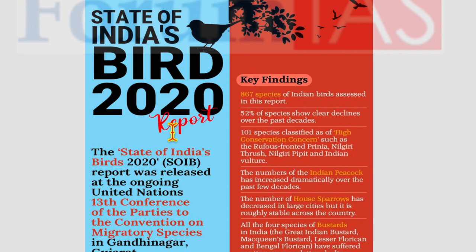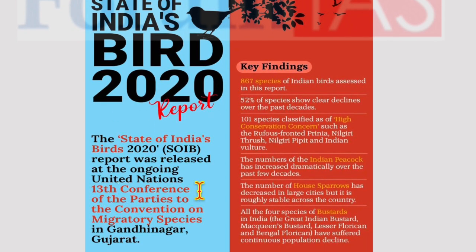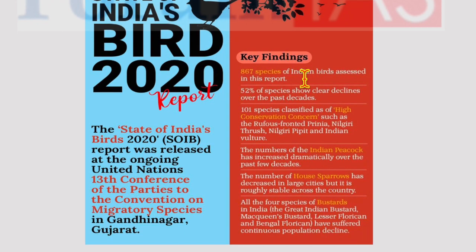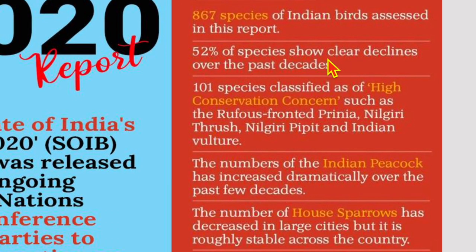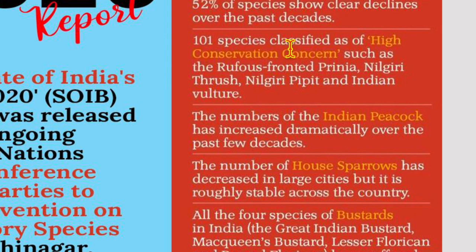State of India's Birds 2020 report. The State of India's Birds 2020 report was released at the ongoing United Nations 13th Conference of Parties to the Convention on Migratory Species in Gandhinagar, Gujarat. Now, the key findings include that 867 species of Indian birds were assessed in this report. 52% of the species saw clear decline over the past decade. 101 species were classified as high conservation concerns, such as rufous-fronted prinia, Nilgiri thrush, Nilgiri pipit, and Indian vulture.